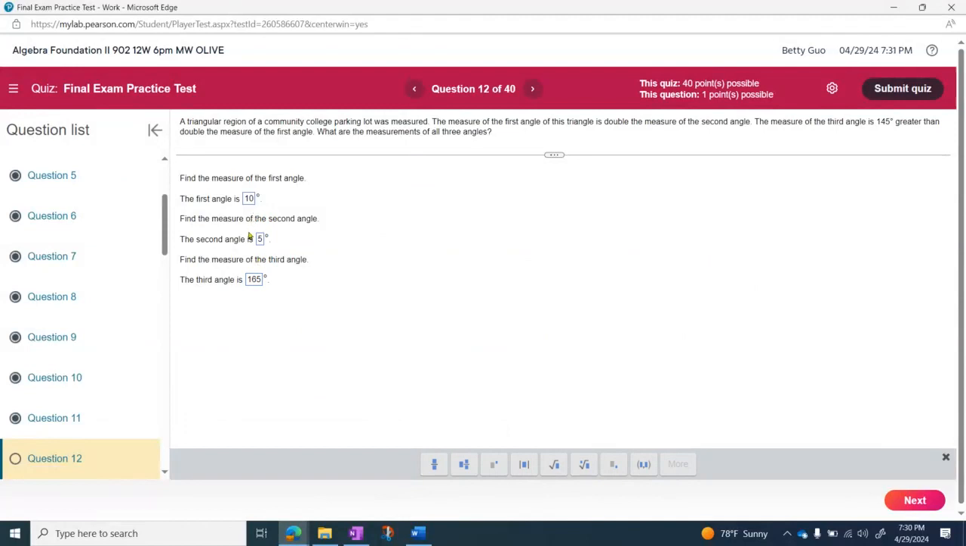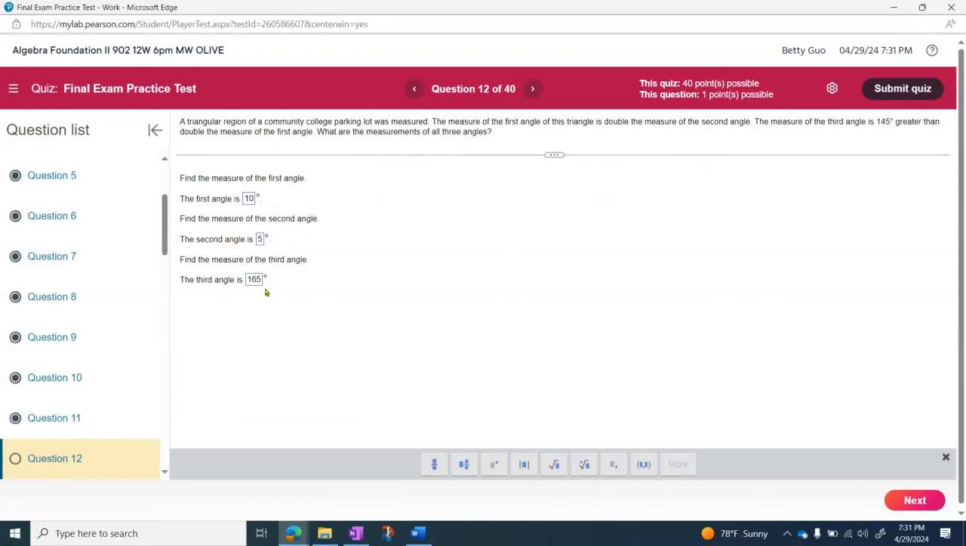Make sure you do not mess up the order. First angle is 10. Second angle is 5. Then we can double check. The first angle is double the second angle. Correct. The first angle is twice the second angle.